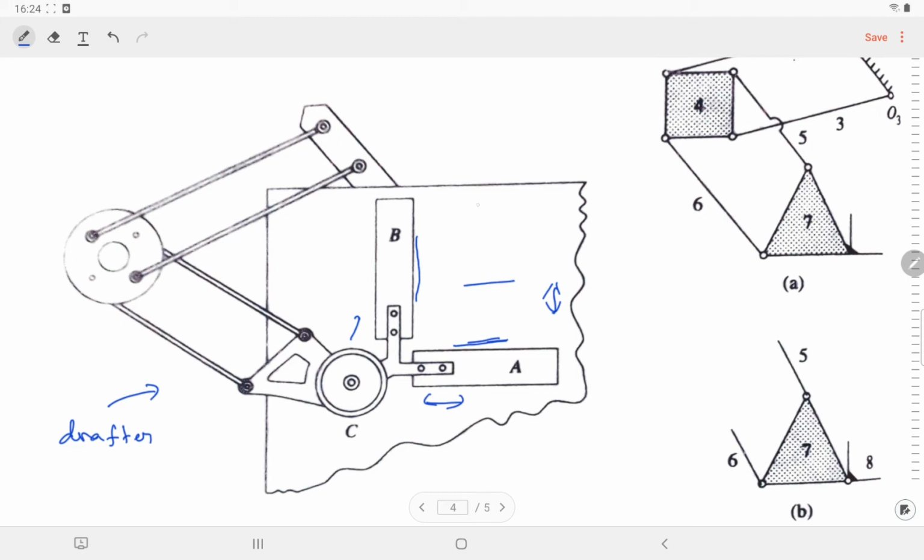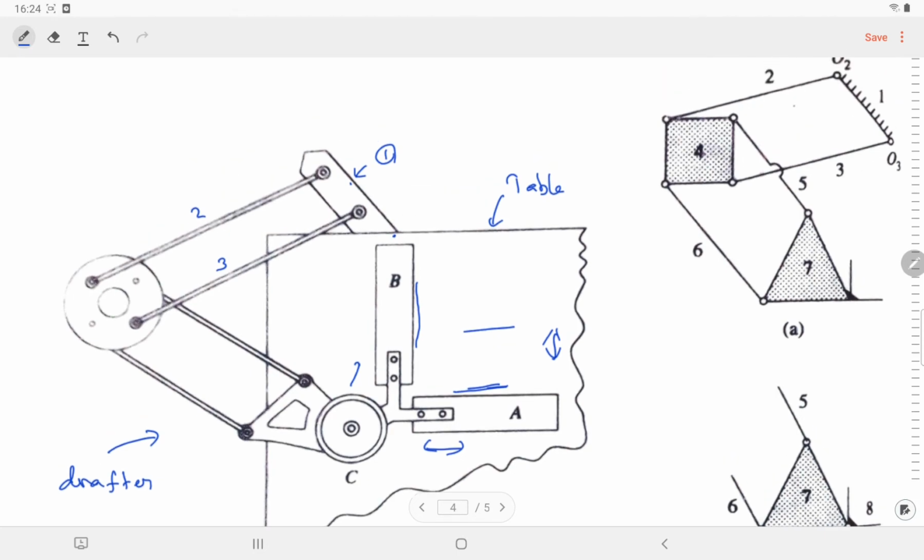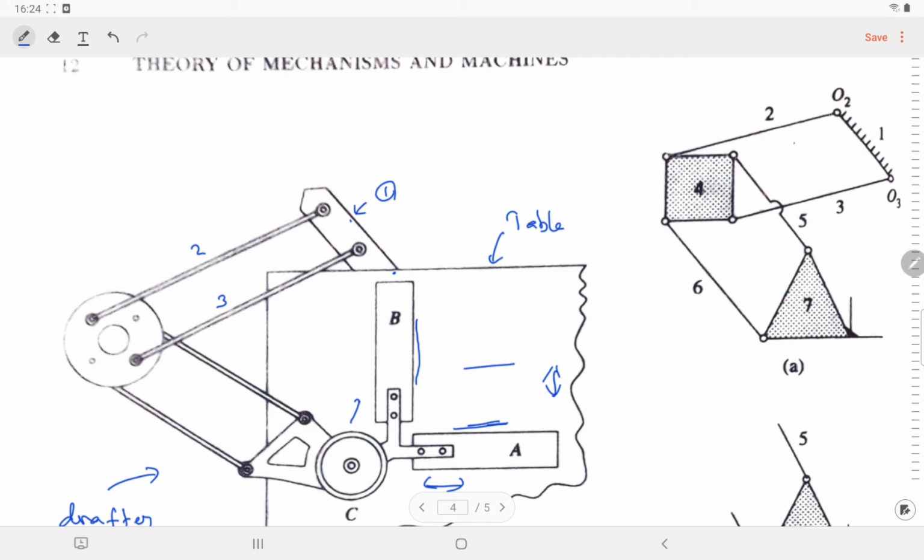So this is the drawing table, which is a fixed one, and this part of the drafter is fixed with the table. So this must be a fixed link. Let's call that link 1. And then this is another link, let's call it link 2, and let's call this link 3. And if you see, link 2 and link 1 are connected using a revolute pair, and for that reason we can put it like this.